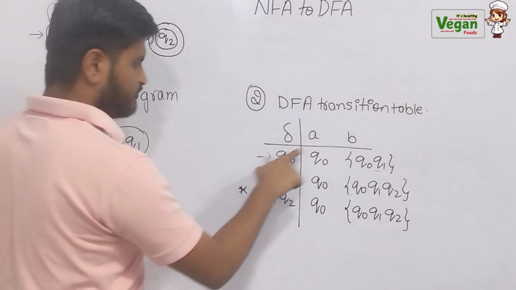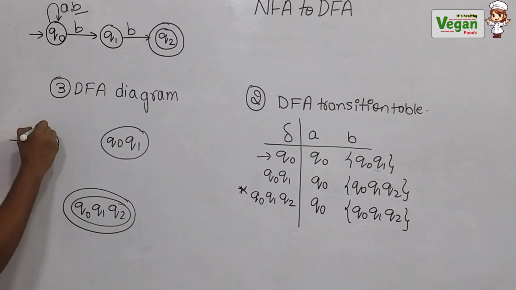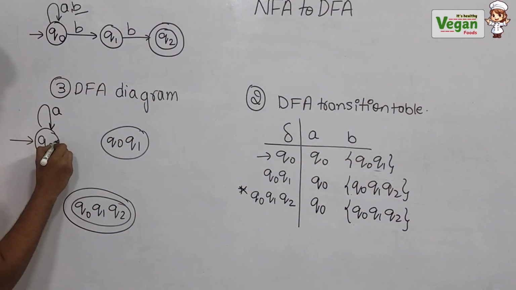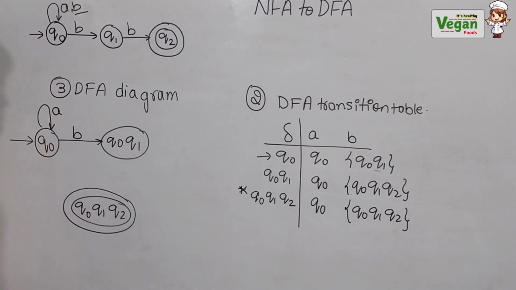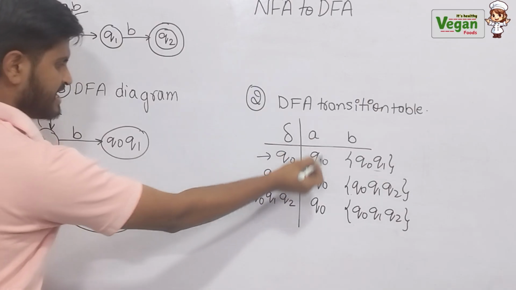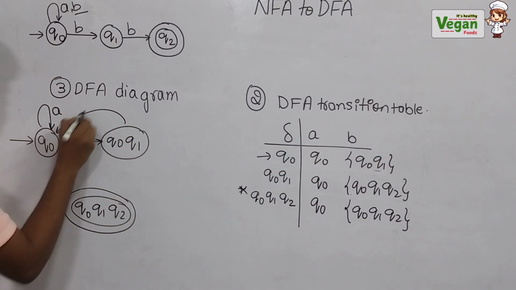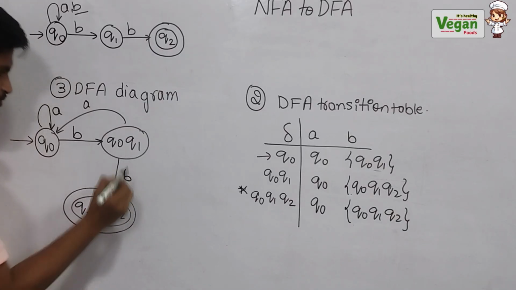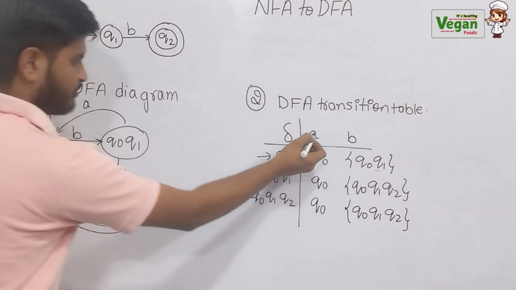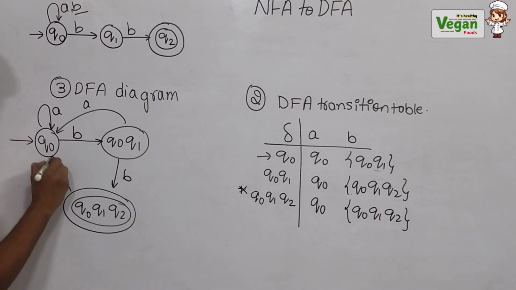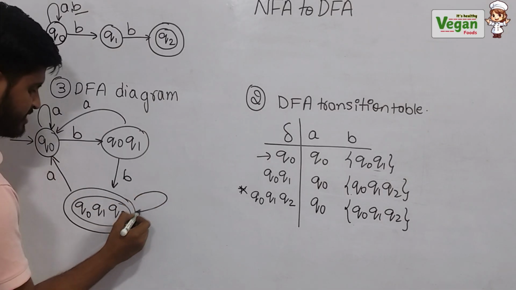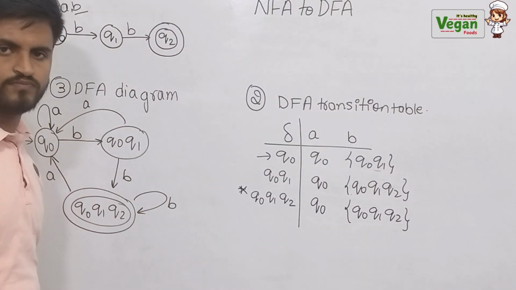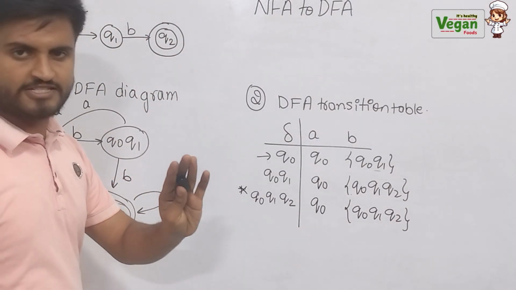Now Q0 for A it is moving to Q0 itself. That is a self loop. For B it is moving to Q0, Q1. Q0, Q1 for A they are moving to Q0. For B it is moving to Q0, Q1 and Q2. Q0, Q1, Q2 for A it is moving to Q0. For B it is having the self loop. That is it is moving to Q0, Q1 and Q2. So we are completed with the third step also.